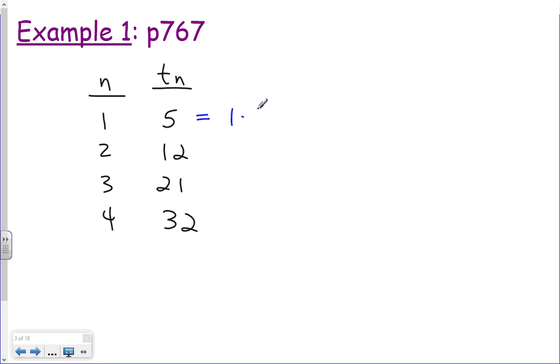5 is really 1 times 5. 12 is 2 times 6. 21 is 3 times 7. And all of a sudden, you can start to see a nice little pattern emerging here. And in particular, if you want to rewrite this, the 1 is obviously the term number, so I'll leave that as is.